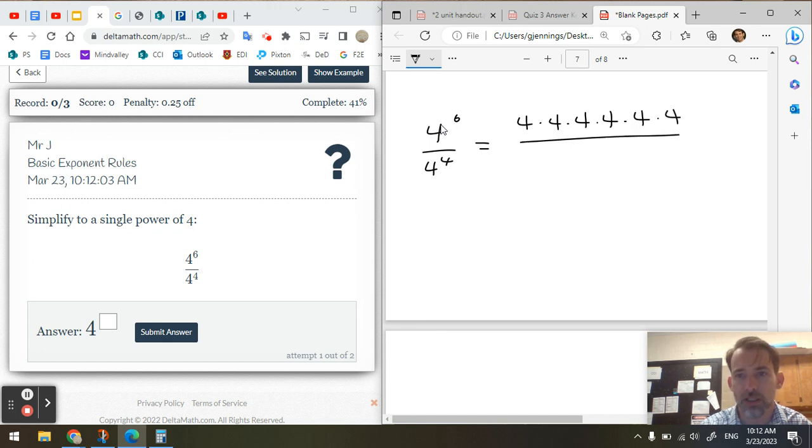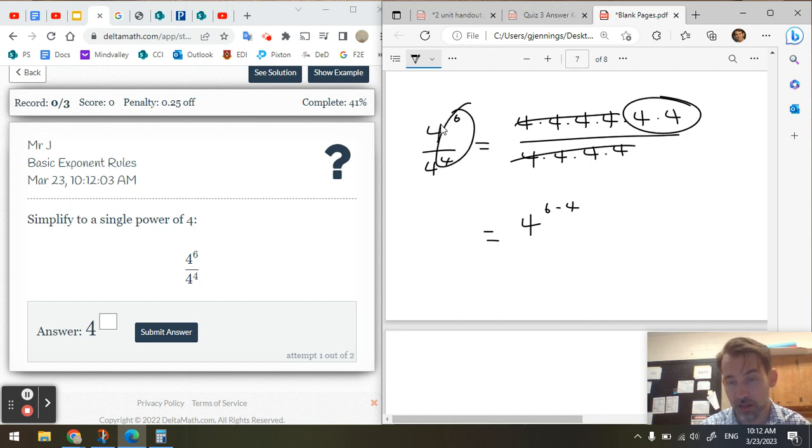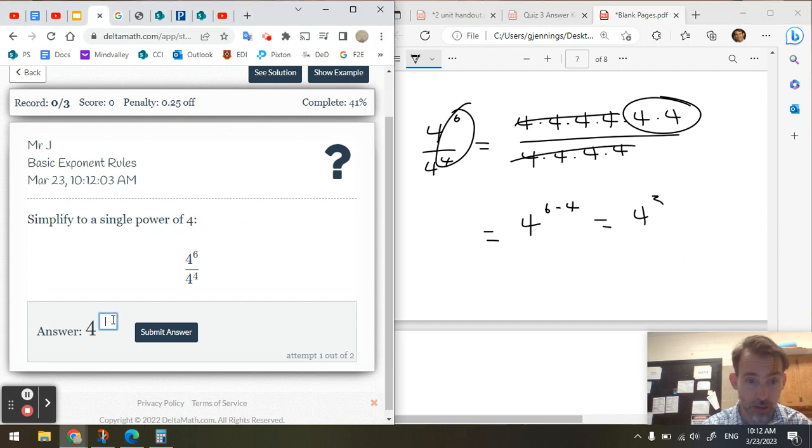4 times 4 times 4 times 4 times 4, 6 times. Divide by 4 copies of 4. These 4 copies cancel those 4 copies, leaving you 2 copies multiplying. But the easier way to do it is 4 to the 6 minus 4. When dividing powers of the same base, subtract the exponents. So that's 4 to the 2.